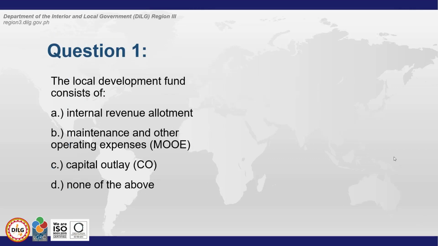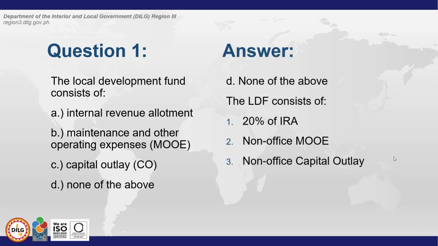Question number 1. The Local Development Fund consists of A. Internal revenue allotment, B. Maintenance and other operating expenses, C. Capital outlay, or D. None of the above. And the answer is D. None of the above. The Local Development Fund consists of 20% lang of IRA, non-office component lang ng MOOE, and non-office component lang ng capital outlay.